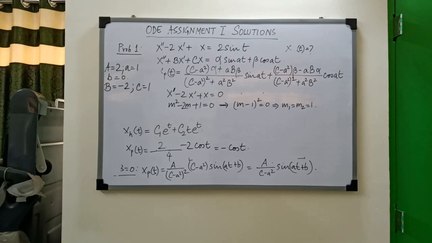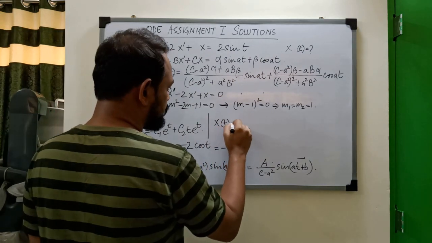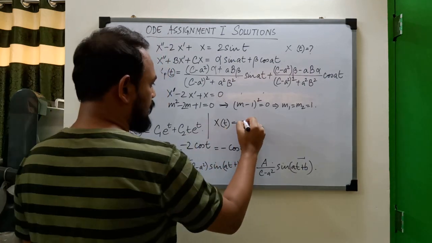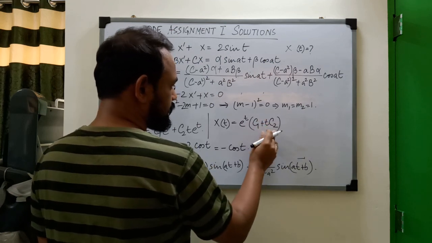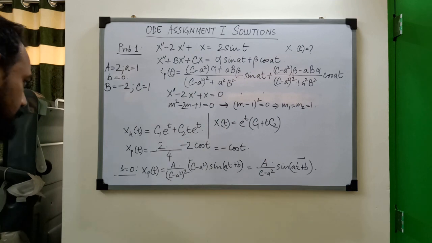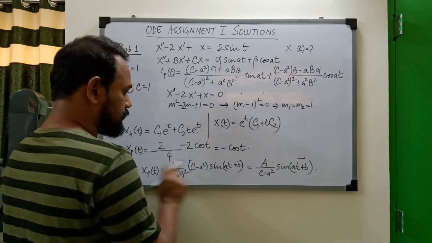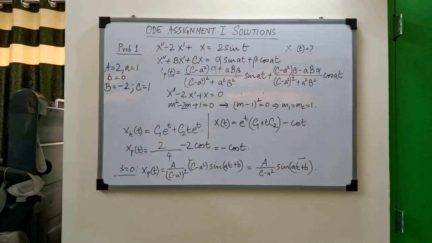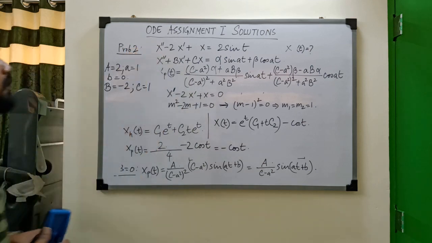Okay, so therefore x, the general solution, is just this one. So let me just take e to the power t out. I have c1 plus t c2. This is the resonating factor, if you want to call it that. And then the particular solution was minus cosine t, and that's your general solution. All right, it's just an application of problem 1. Sorry, we were doing problem 2. This was problem 2.